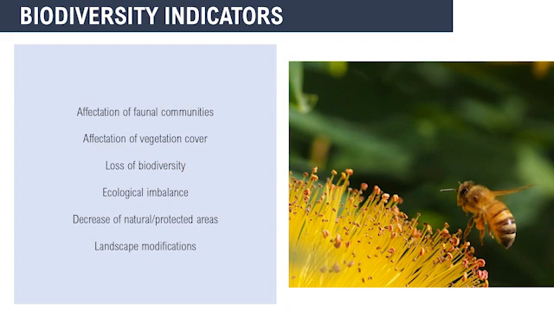Affectation of the vegetation cover, as we said before, any kind of affectation of the vegetation cover also will lead to a biodiversity loss. Ecological imbalance, we said before, any kind of chemical that we are putting into the plants, into the soil, into the atmosphere, it will lead to an ecological imbalance. And decrease of natural protected area, I don't think any of our projects will do it, but this is another kind of indicator that can be there.